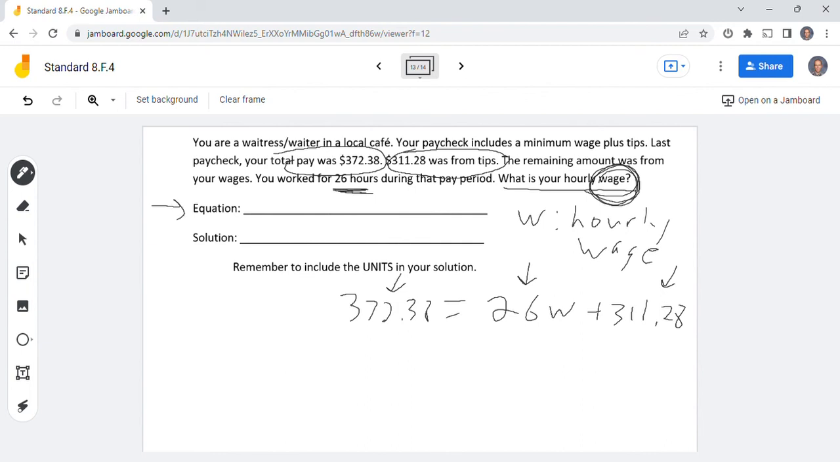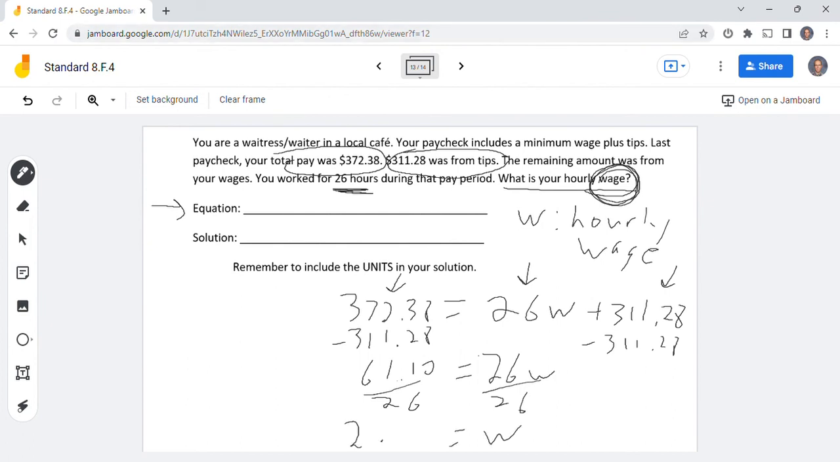All right, we're going to solve this one just like we did before. So we're going to subtract 311.28. That gives us a total of $61.10. Over here we have 26W. Let me fix that typo there. 26W, divide by 26, divide by 26, and that should give us our wage. And that ends up being $2.35 per hour. So our solution, our wage equals 2.35. The units are going to be expressed by putting that dollar sign there.